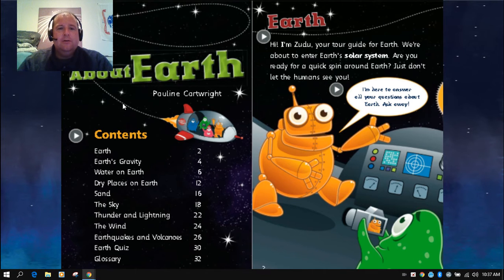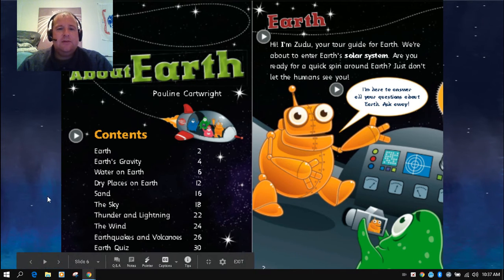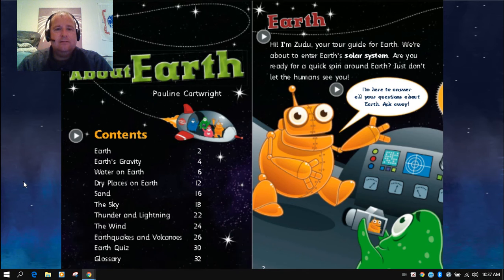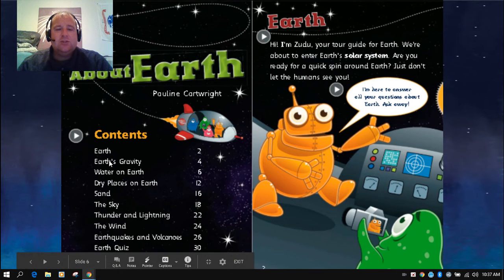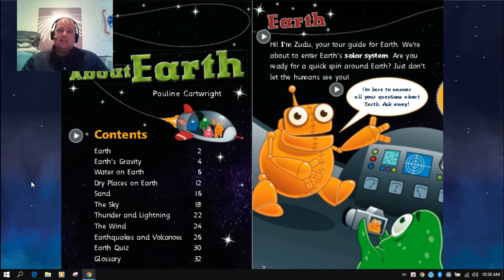About Earth. So here's a text feature, the table of contents. What do you notice about the table of contents? That's right, it lists page numbers. And these are the headings or the chapters that start on those specific pages. So if I wanted to read something specific in this book, let's say Dry Places on Earth, what page would I go to?